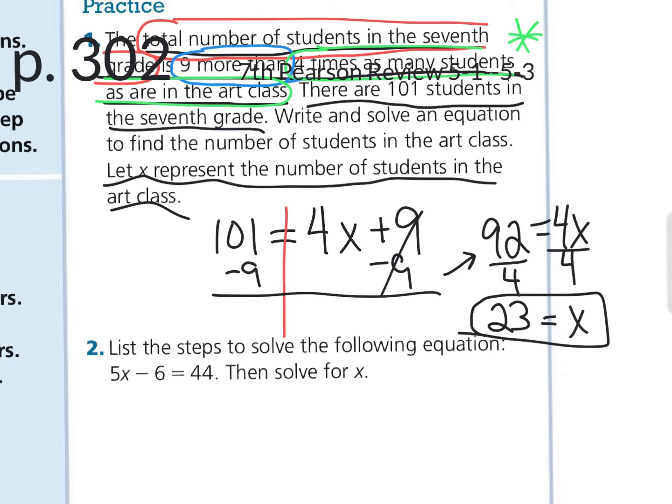On this problem, you should come out with a whole number answer. If you come out with a decimal or something, then you probably made a mistake. And once again, if we had time, we could substitute that back in the original equation. So if you take 4 times 23 and add 9 to that, you should get 101.